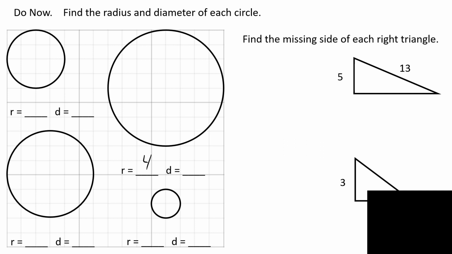Circle, top left corner, radius is 2. Right, from the center of the circle to the circle itself, that's 2 units. Diameter, this is when I have to go all the way across the circle at its widest point, cutting through the center. And it looks like 4. Diameter is 4.